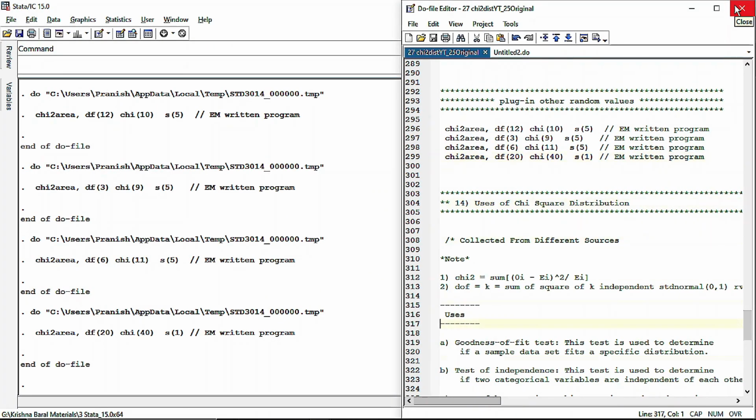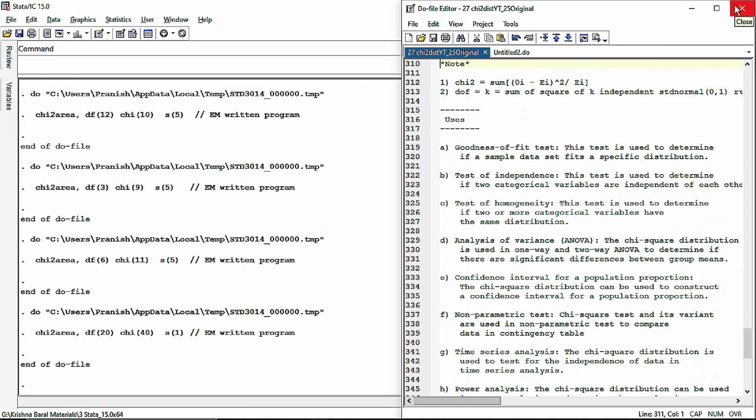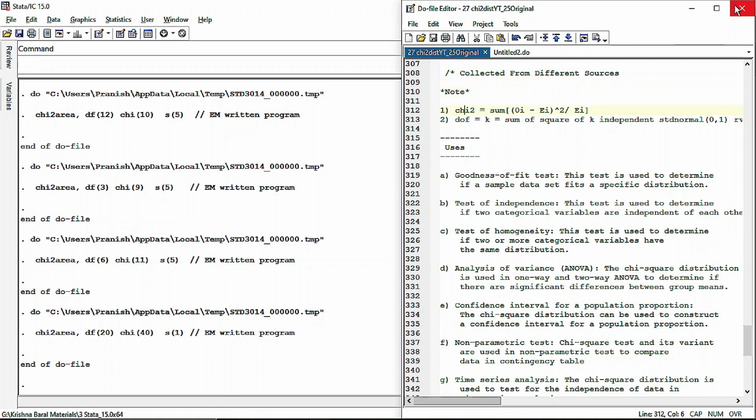Now let us see some important notes and properties of the chi-square distribution. We can calculate the value of chi-square by summing observed minus expected, squared, divided by expected, for the ith observation. K degrees of freedom in a chi-square means that we have summed the squares of k independent standard normal random variables, meaning the normal distribution with mean 0 and variance 1.